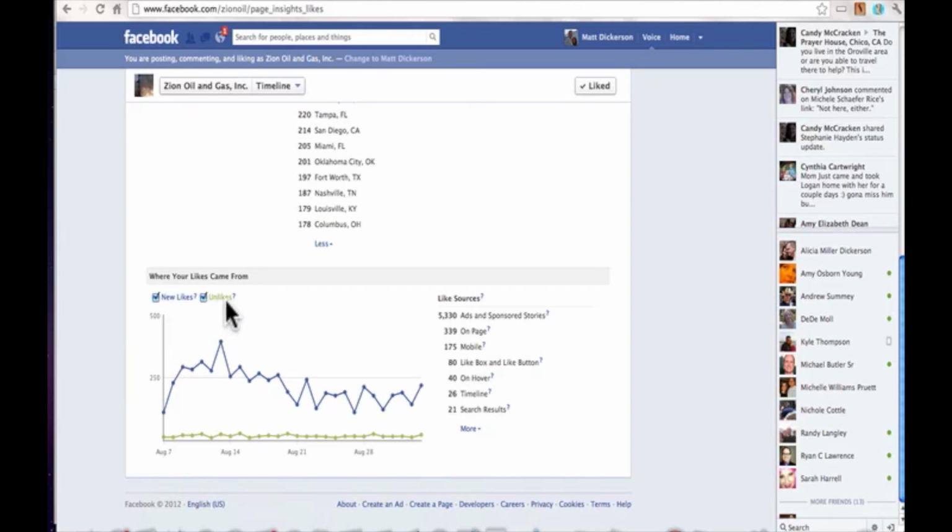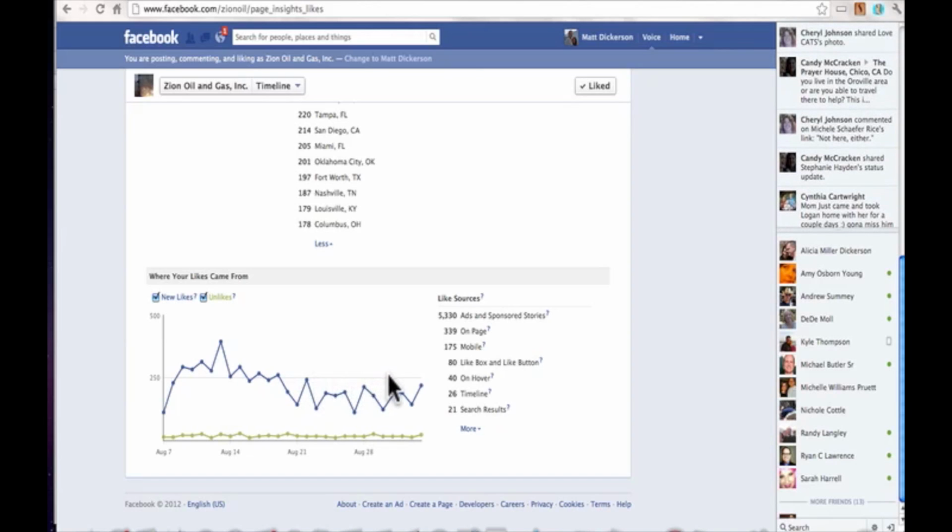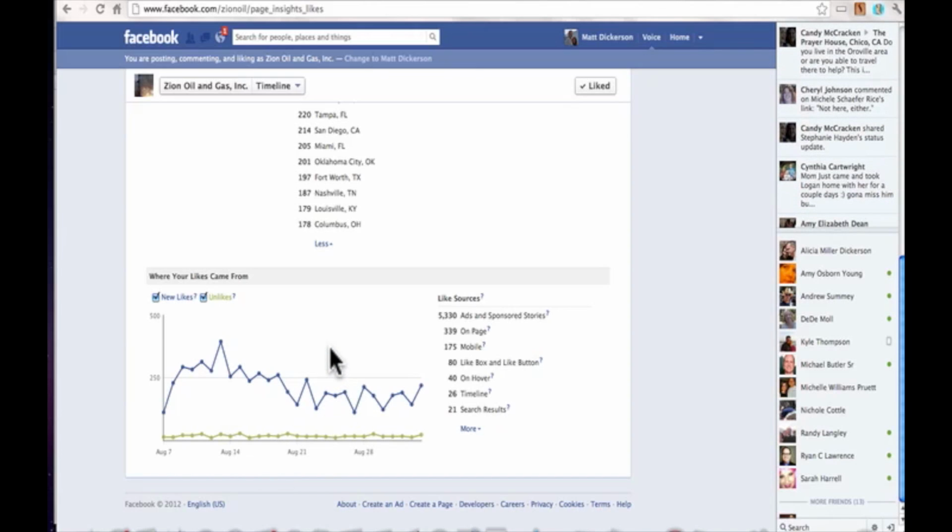Your new likes, and then it even shows your unlikes. Your new likes are here in the blue. And again, it's going to be up and down, but you want to keep it where you're at least staying somewhat close to a good solid line. If you're going way up here, way down here, way up here, way down here, then you need to really look at what's going on.